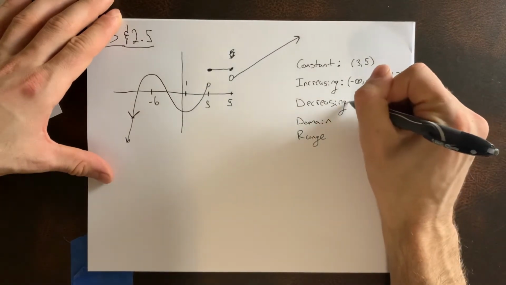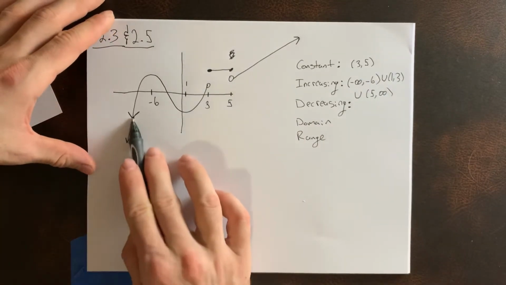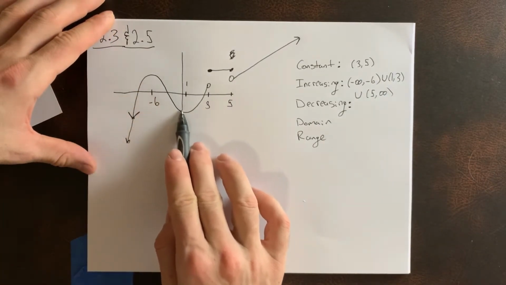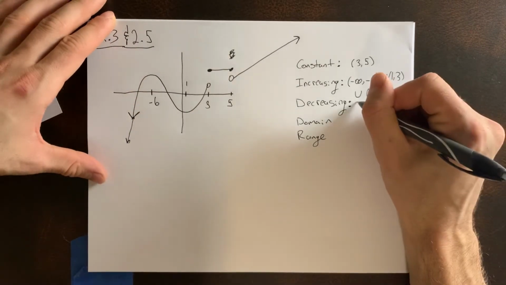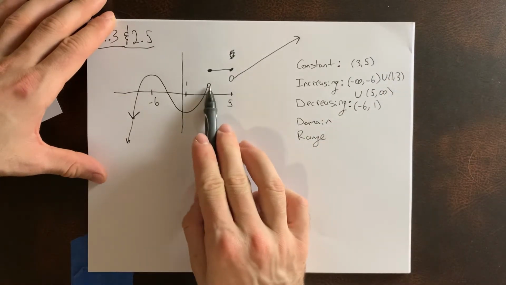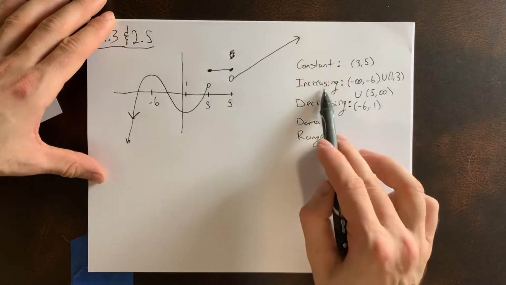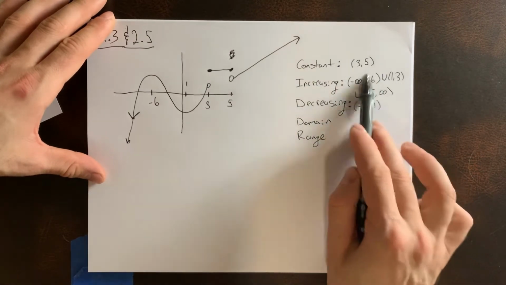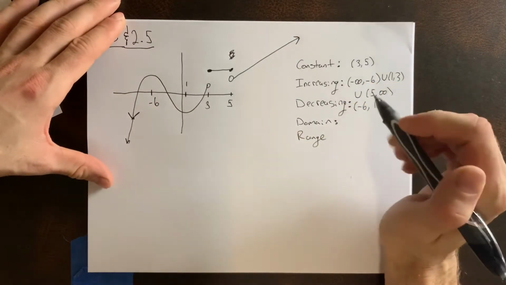Okay. Now decreasing is just when the graph moves down. So if we look from left to right, we're moving up here, we're moving up, then we move down. So we're decreasing on this section from minus 6 to 1. Then we're increasing again, constant, increasing. So that's it. We're constant on this section, we're increasing on these 3 sections, and we're decreasing on this section.